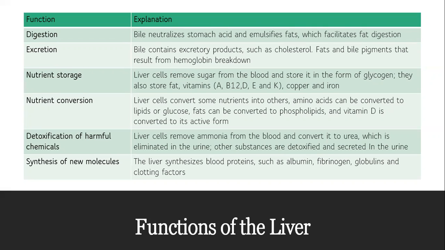The liver also synthesizes the blood proteins such as albumin, fibrinogen, globulins, and clotting factors, which are very important in our coagulation, especially if there is bleeding or trauma. So without the liver, there will be no fibrinogen. There will be no clotting factors to stop the bleeding.